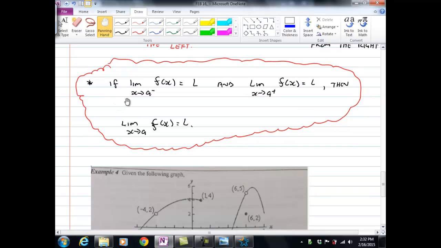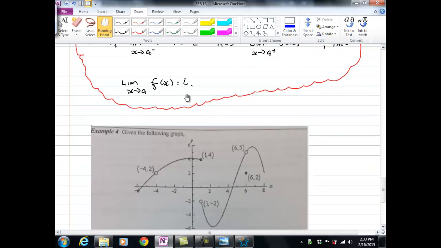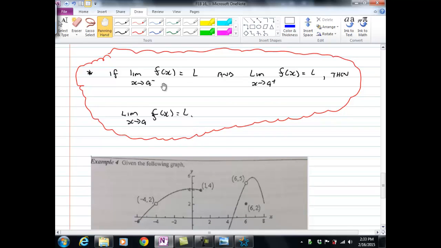A limit only exists, and this is crucial, if x on the left equals x on the right. Otherwise, the left and right limits do not exist and no limit exists. A limit only exists if your left and right hand limits are the same. If they're different, they don't exist.